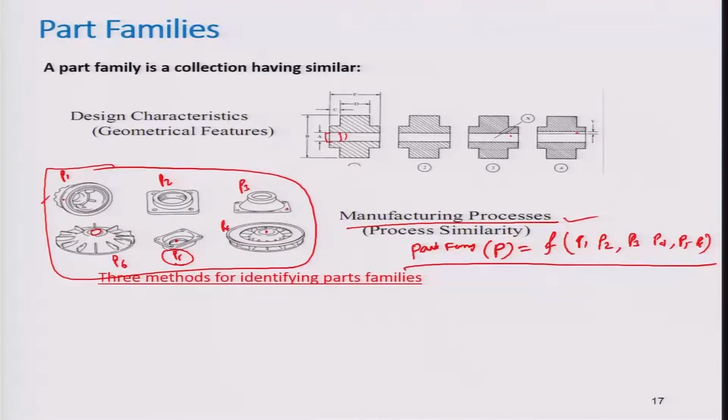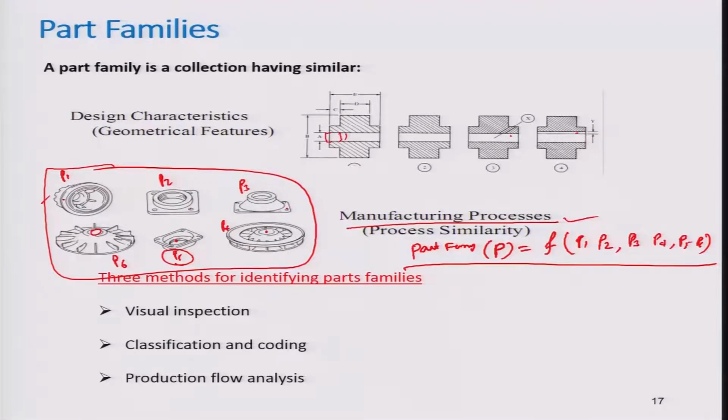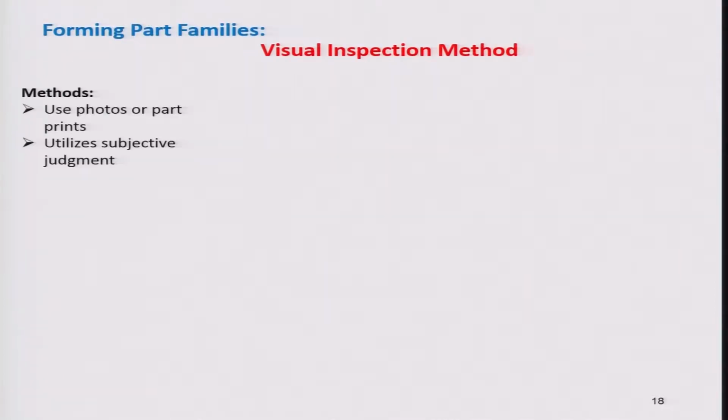There are generally three methods for identifying your part family. The first one is visual inspection, the second one is classification and coding, and the third one is production flow analysis. I will discuss each method in detail. First, the visual inspection method. In this method, what happens? Use photos or part prints, and utilize subjective judgment.